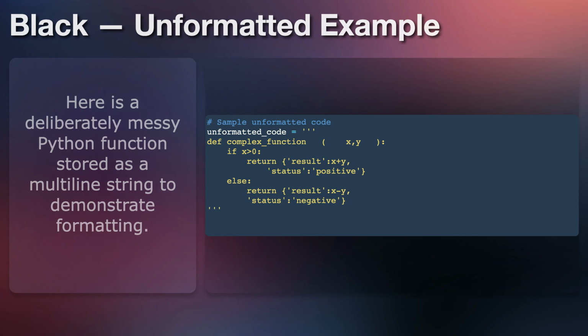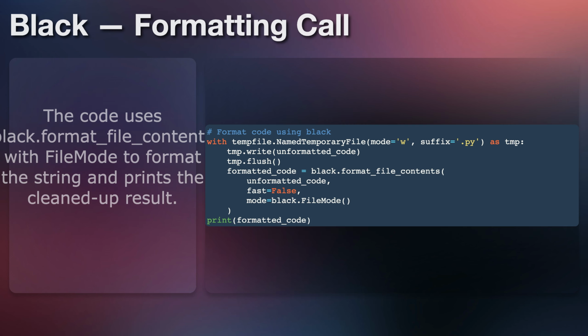Here is a deliberately messy Python function stored as a multi-line string to demonstrate formatting. The code uses black.format_file_contents with FileMode to format the string and prints the cleaned-up result.